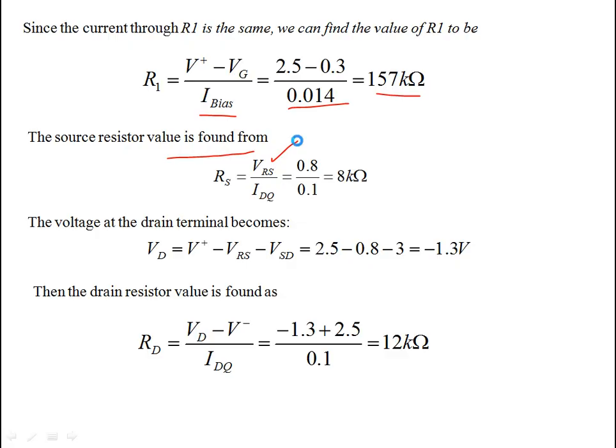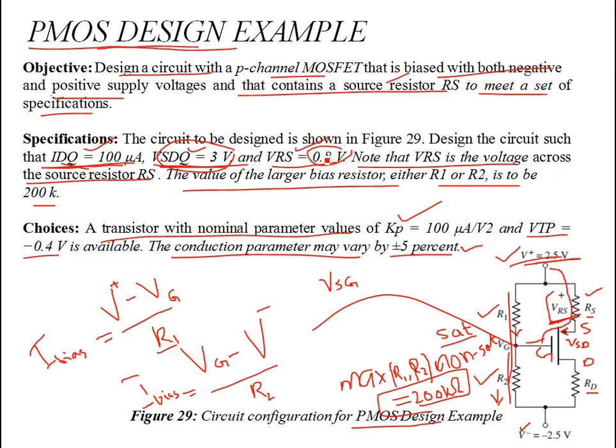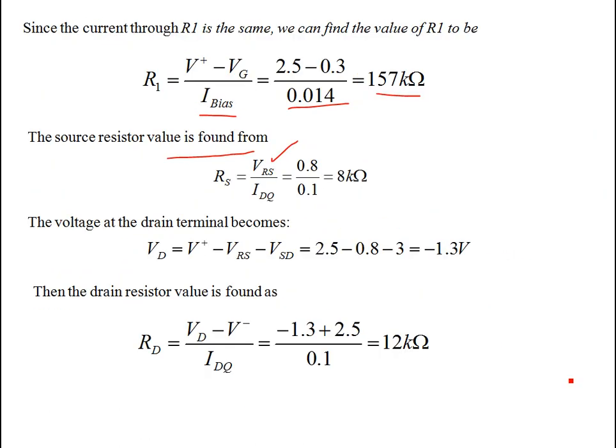We have VRS as in the specifications, that was 0.8 volts. We have IDQ, that is flowing through the source and drain resistors. So we can find both resistances. So VRS is 0.8 volt divided by IDQ over here. This RS is 8 kilo ohms, and similarly the same things go over here.